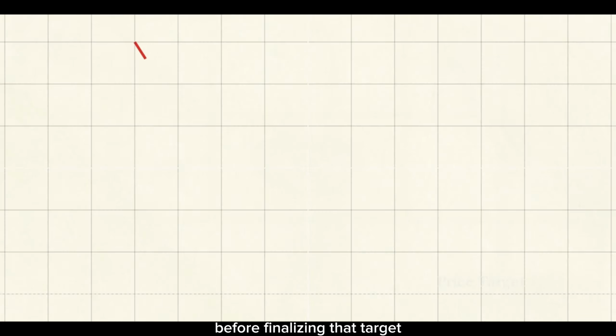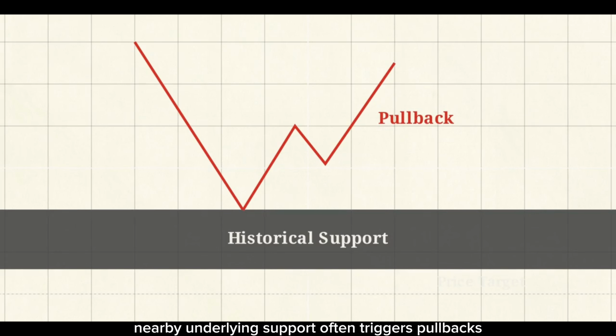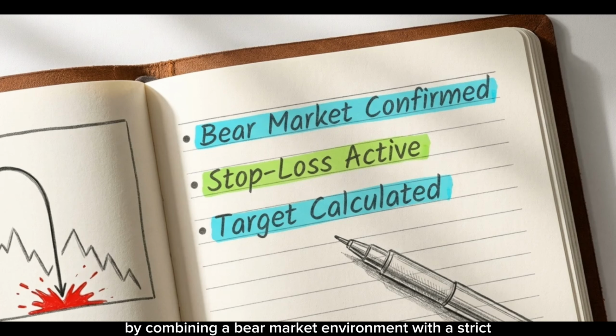Before finalizing that target, scan the chart for historical price support levels nearby. Underlying support often triggers pullbacks, which can interrupt downward momentum and damage the trade. By combining a bear market environment with a strict stop loss and a calculated measured move, you transform a visual observation into a highly structured, risk-managed trade.